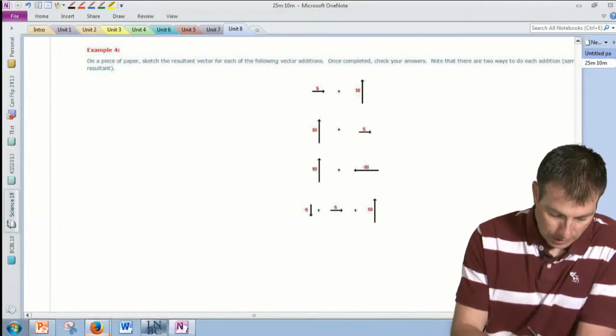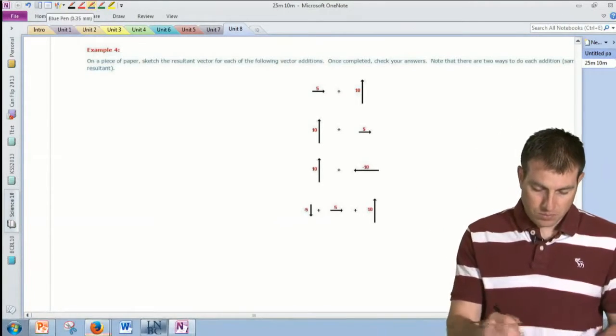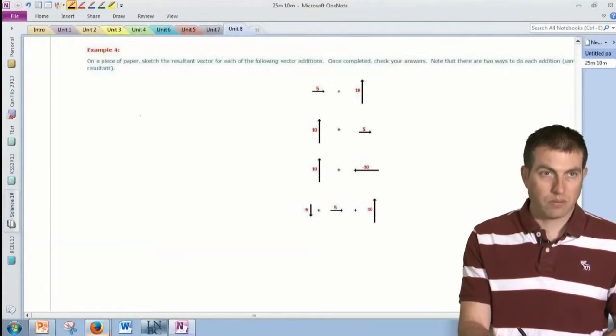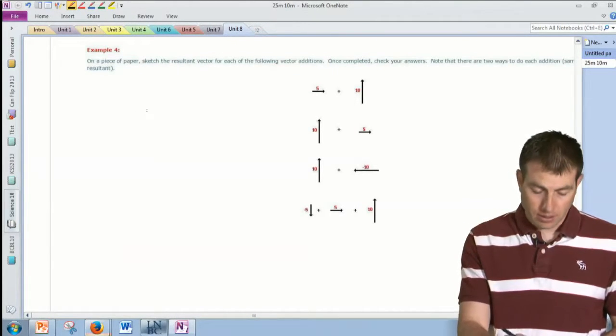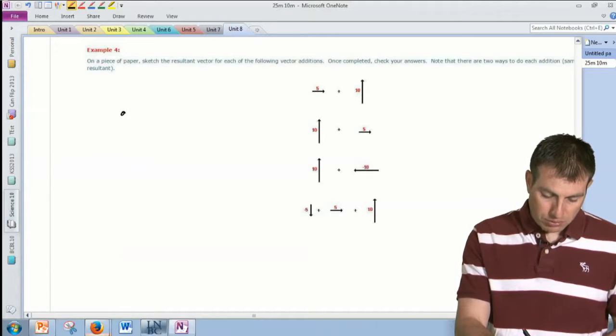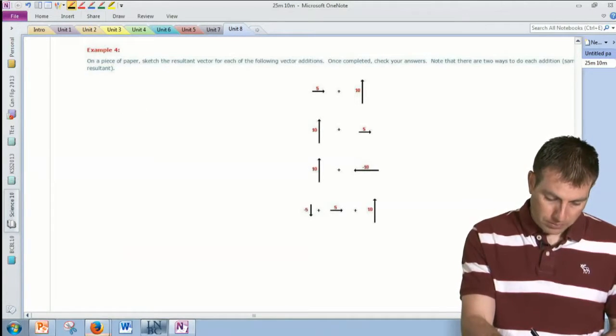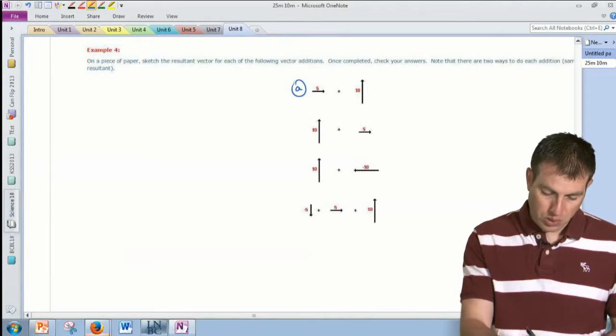All right, I'm going to do them the exact same way. So I'll draw the first one really big, and then we'll go from there. So I have some sort of starting point. This is the first one.